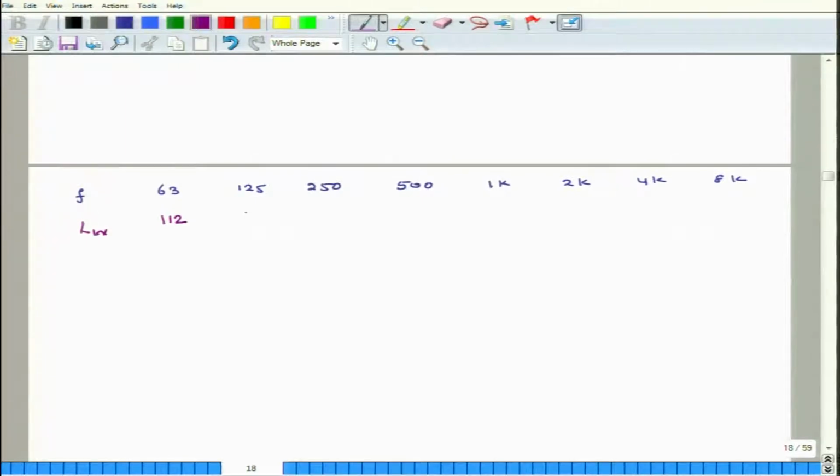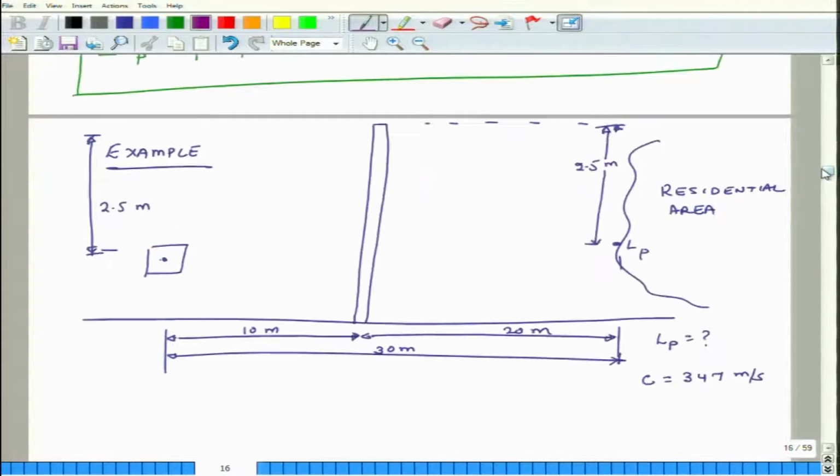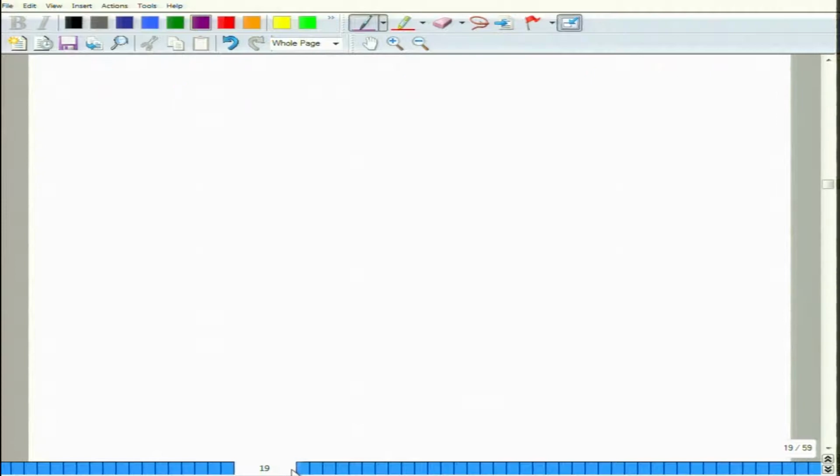So, this is all given data: 112 decibels, 116, 110, 106, 106, 100, 95, 90. Also given is the transmission loss because of the barrier. So, this is 36, 38 decibels, 38, 38, 38, 44, 50, 56 decibels. So, with this data and also this geometry, we have to figure out what is the sound pressure level at this location if there is no barrier, and what is the sound pressure level at this location if there is barrier. So, first we will do the case of no barrier.